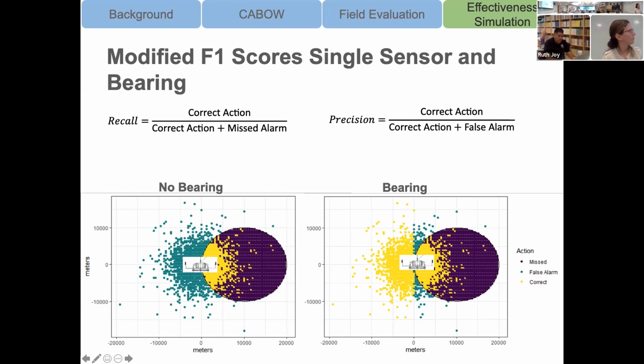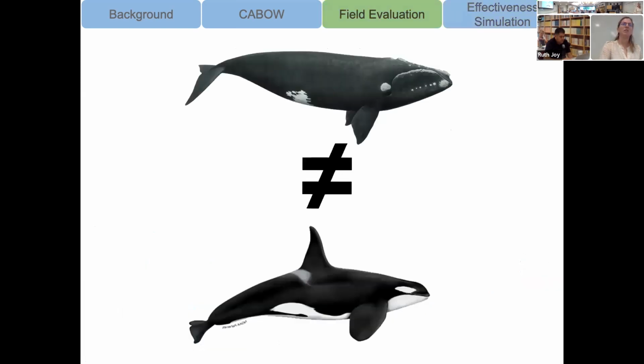So it was the correct conservation action. When you pop in the bearing estimation, you do a lot better. You still get some false shutdowns, which we are totally okay with. This is conservation for right whales or killer whales, but it gets a lot better. Okay, now the astute among you may have noticed I've been talking about right whales, not killer whales.